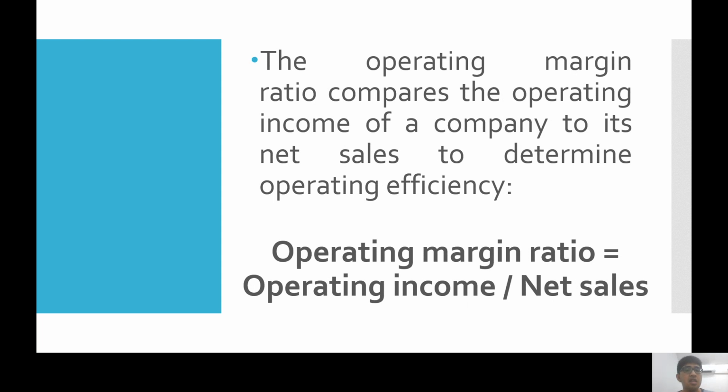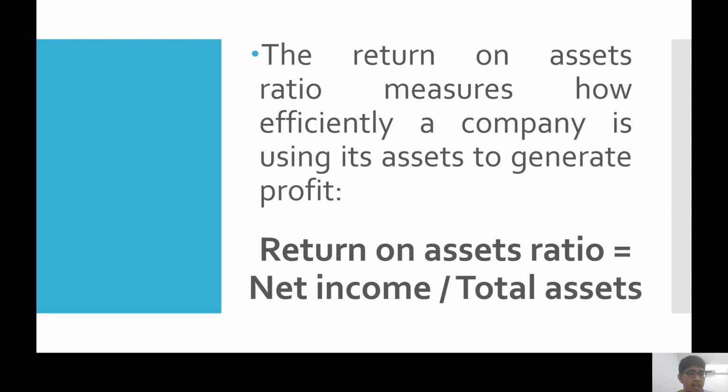The operating margin ratio compares the operating income of a company to its net sales to determine operating efficiency. So similar to gross margin. So operating margin ratio is equal to operating income divided by net sales. And lastly, the return on assets ratio measures how efficiently a company is using its assets to generate profit. So ROA. Di ba? Meron tayong ROI, may ROA. So return on assets ratio.